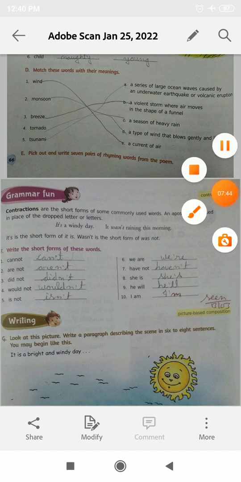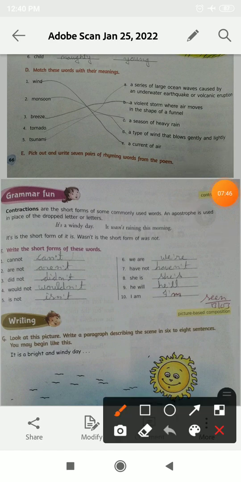Now come to the next exercise, that is exercise D. And exercise D is match these words with their meanings. Students, it means that you have to match column A with column B. Okay, so you have to match the correct meanings of these words that have been given in column A.